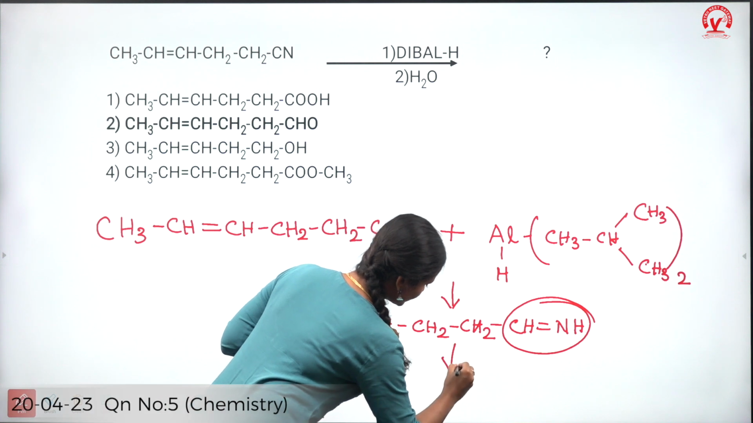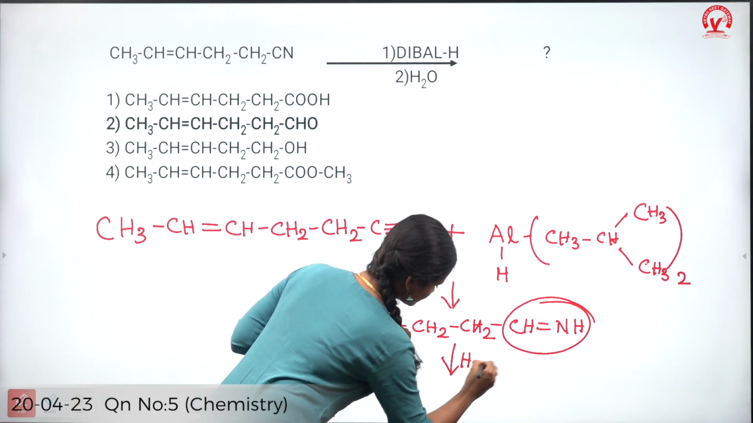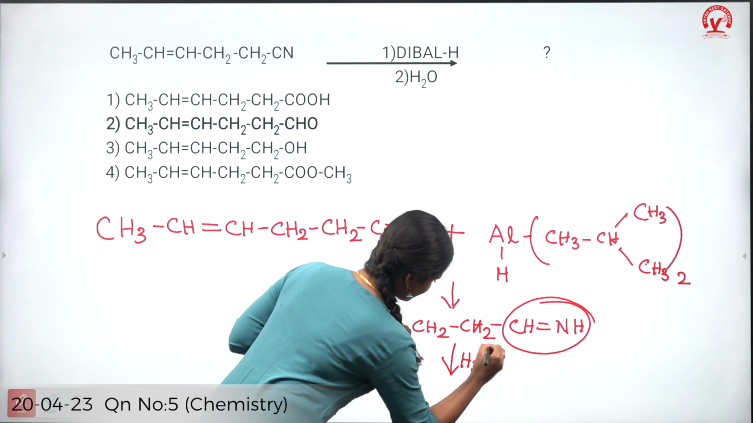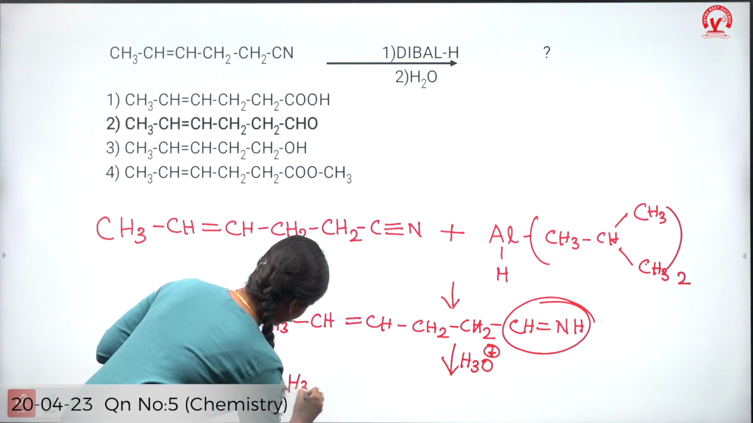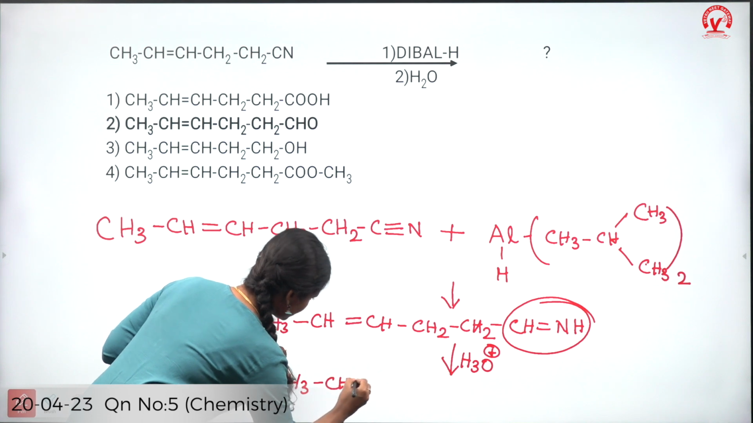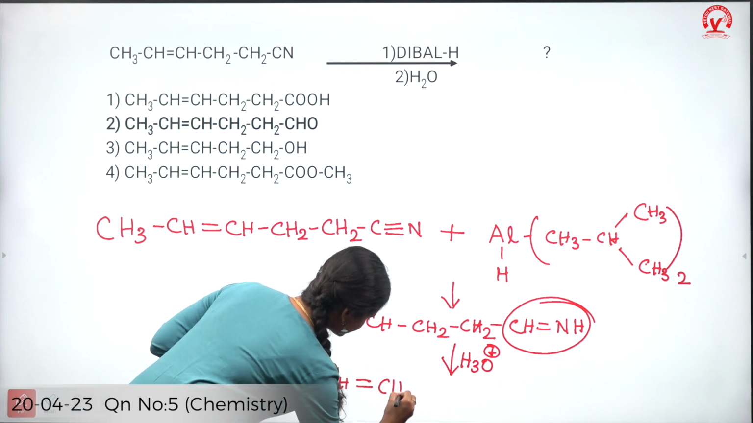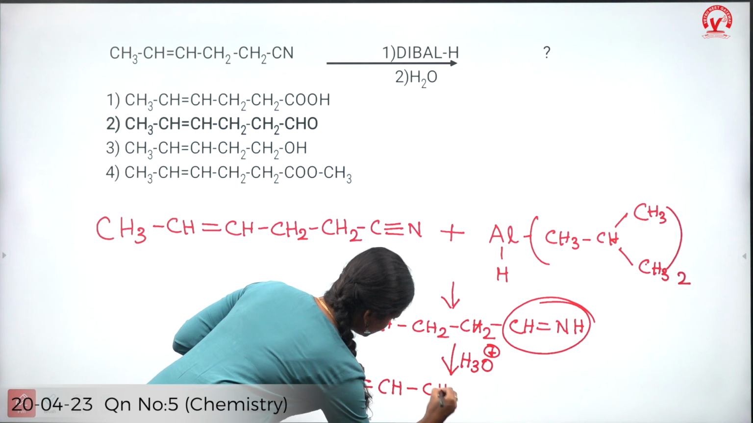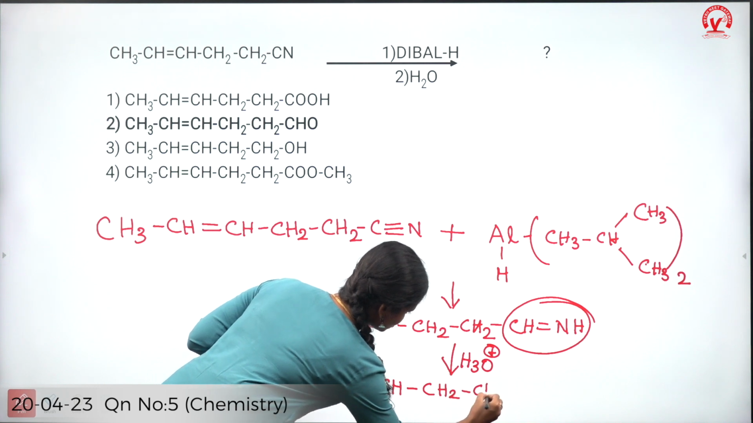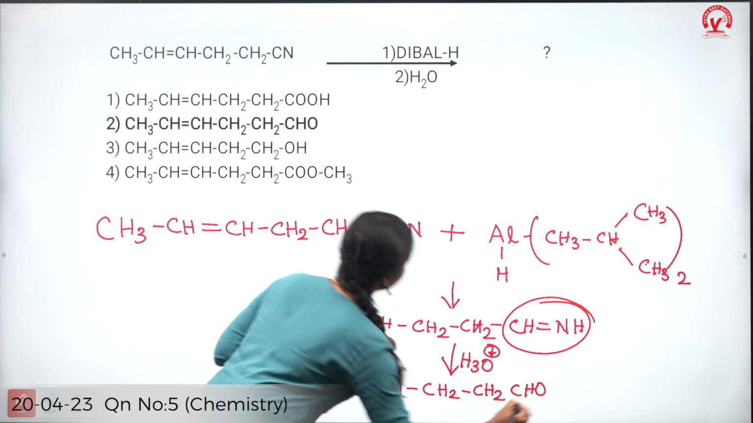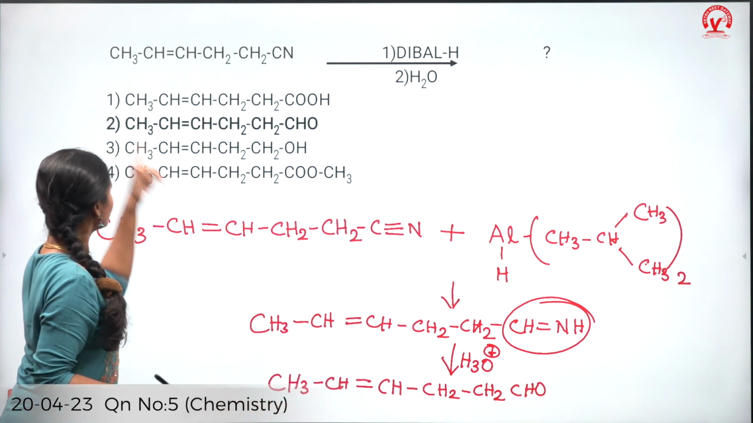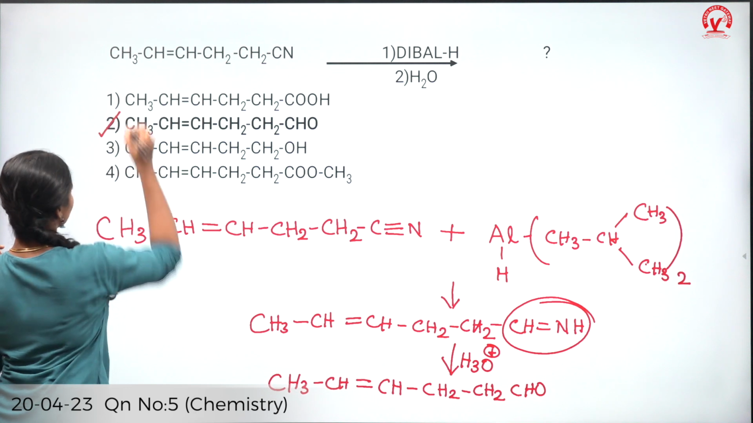On further hydrolysis, we get an aldehyde: CH3 CH double bond CH CH2 CH2 CHO. So option 2 is correct.